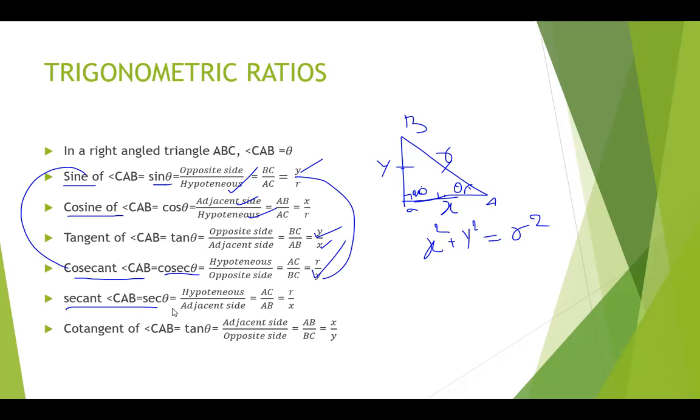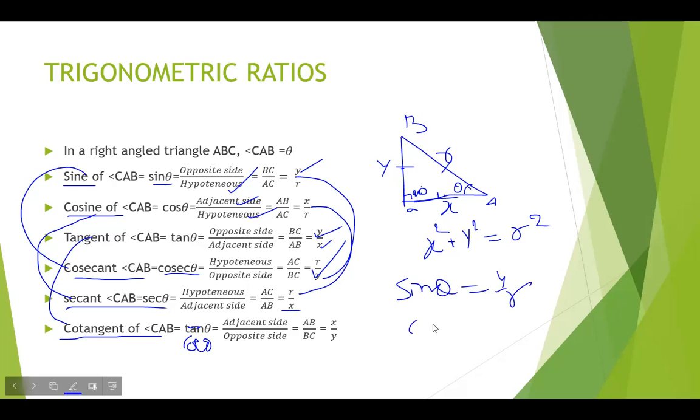Next, secant of theta is the hypotenuse divided by the adjacent side. The secant theta is the reciprocal of cosine theta. So it is r by x, hypotenuse divided by the adjacent side. Similarly, cotangent of theta, cot theta, is the ratio of the adjacent side to the opposite side, and this is the reciprocal of tan theta. Thus, sin theta is y by r, the opposite side divided by the hypotenuse. Cos theta is x by r, and tan theta is y by x.